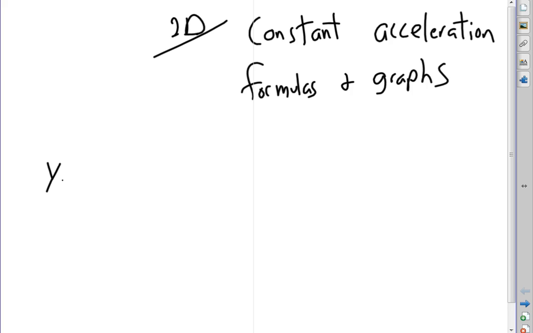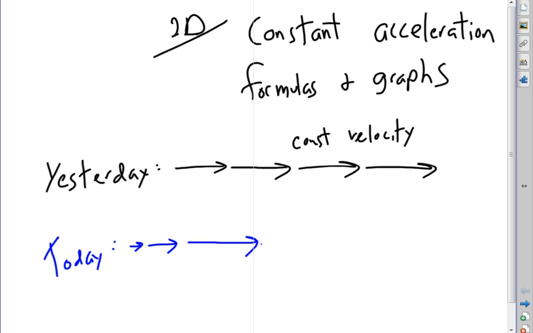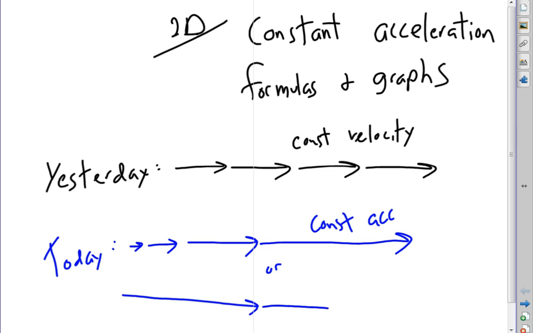Alright, physics students, today we are going to talk about constant acceleration formulas and graphs. Now if you remember, yesterday we talked about constant velocity situations, where the velocity was not changing. Today, however, the velocity is changing. Maybe it's increasing, maybe it's decreasing. Either way, we are going to be dealing with constant acceleration.